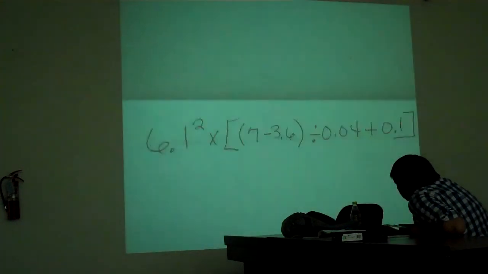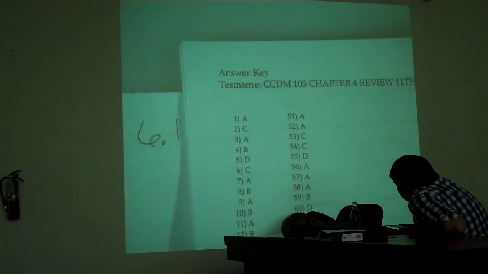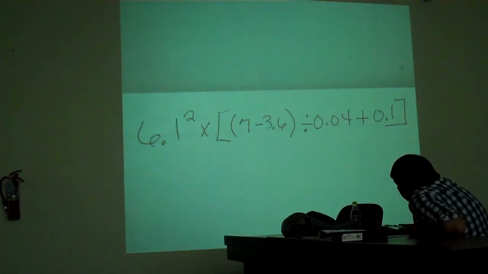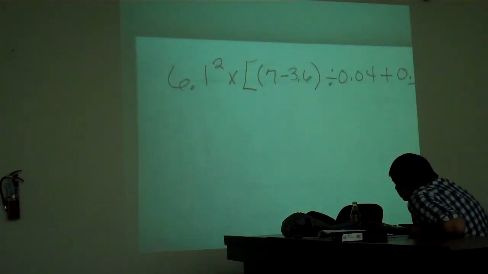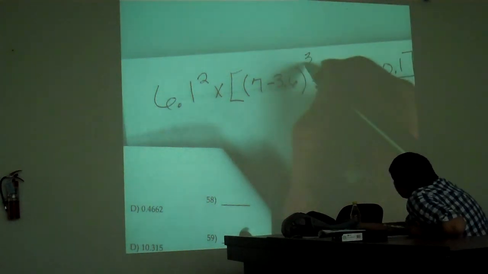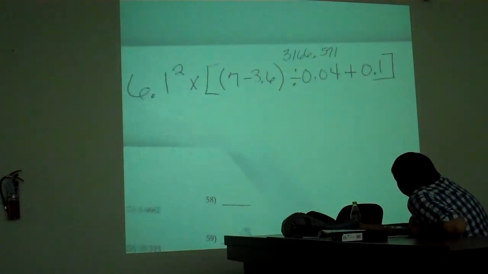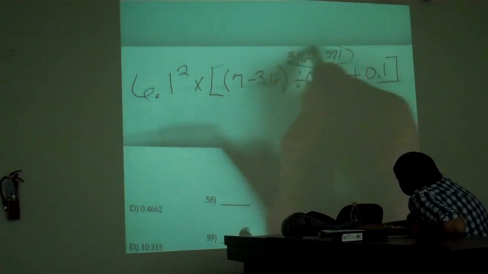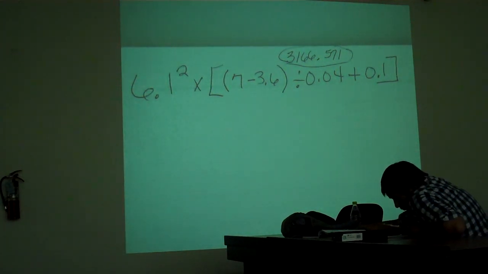And that question should come out to, let me get the answer sheet here. Number 60 should be D. And the answer D is 3166.571. So the answer to that should be this answer right here. Okay, that's all of the order of operations.